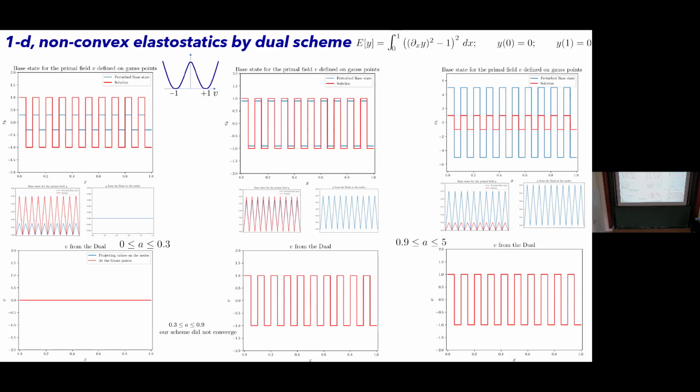For A between 0 and 0.3, it gets attracted to the y equals 0, v equals 0 solution. 0.9 gets attracted to 1, minus 1. 5, minus 5 gets attracted to 1, minus 1. And this is all, no sweat. You folks know this, right? This is not an easy problem to do. If you did it with the primal, everyone would be crying and going home, right? But this just worked out nicely.